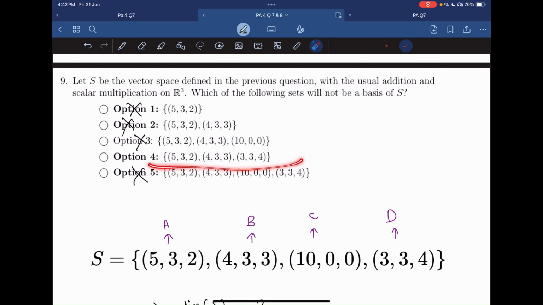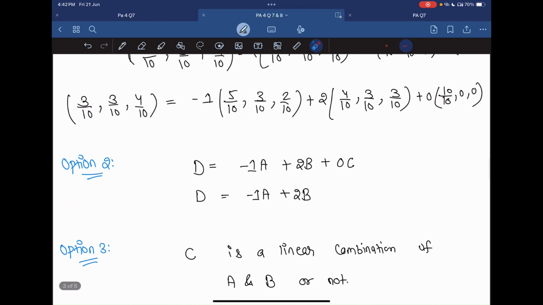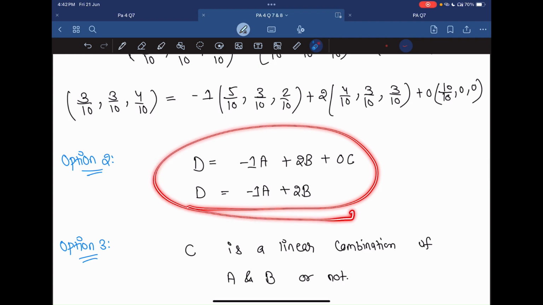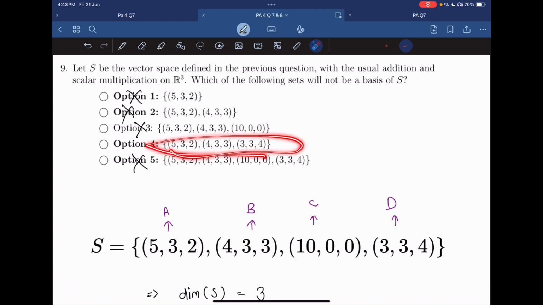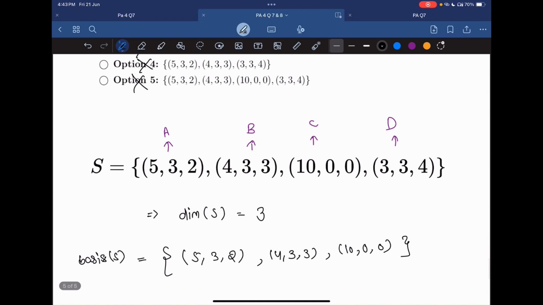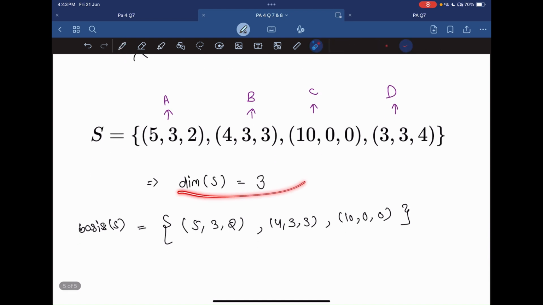Now option 4, if we see that this is our vector A, this is our vector B, and this is our vector D. In option 2 of the previous question number 8, we got the result that D is a linear combination of A and B. So this means this set is not a linearly independent set. So this also does not serve as a basis. So option 4 is wrong. Also one more point, as the dimension of S is 3 and it has vectors in R3, that means the spanning set for S is R3. Thank you.